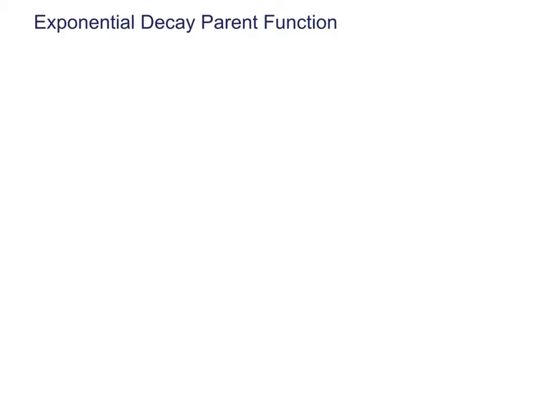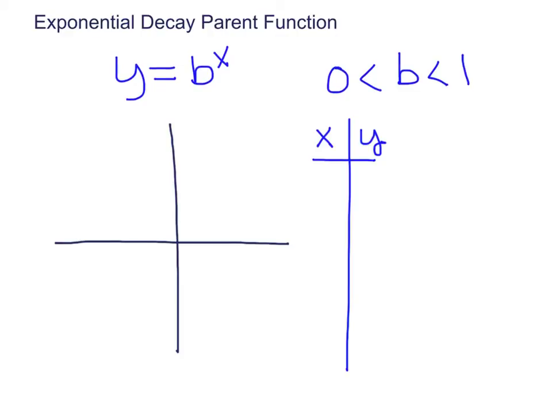Now our exponential decay parent function is still y equals b to the x power. Only when it's decay, b is anywhere between 0 and 1. So any fraction or decimal that's between 0 and 1, not including 0, not including 1. And when you have exponential decay, your graph's going to look something like this.